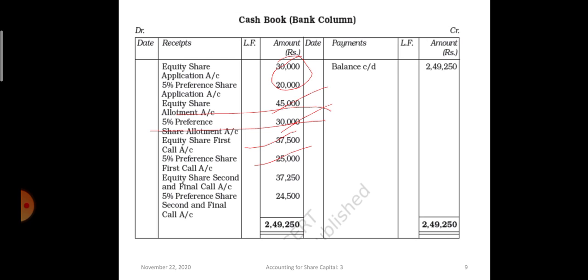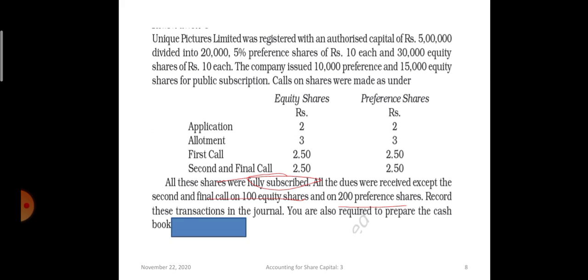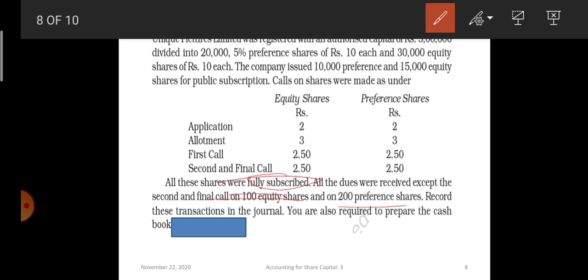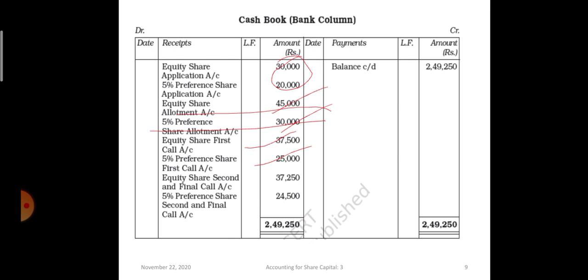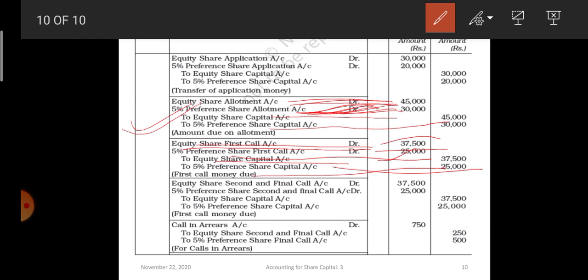Now see, when the second call is made due, we have to remember that on 100 equity shares and 200 preference shares, the amount is not received. Now see, second call is made due, equity share second and final call at the rate of rupees 2 rupees 50 paisa on 15,000 shares, 37,500 rupees will be made due. And on preference shares on 10,000 at the rate of 2 rupees 50 paisa, 25,000 rupees is made due.